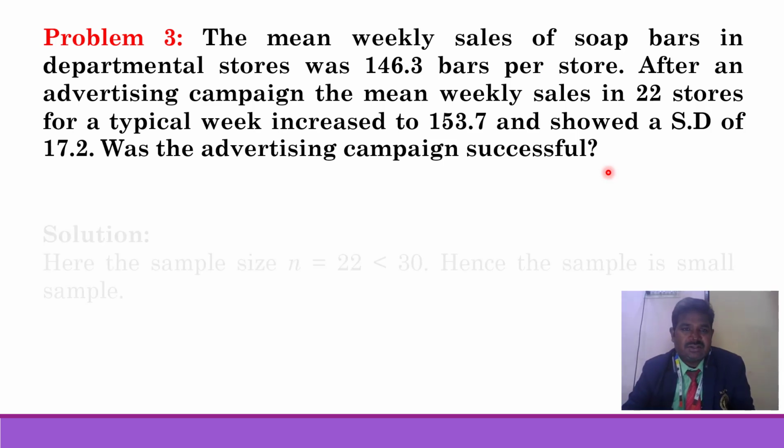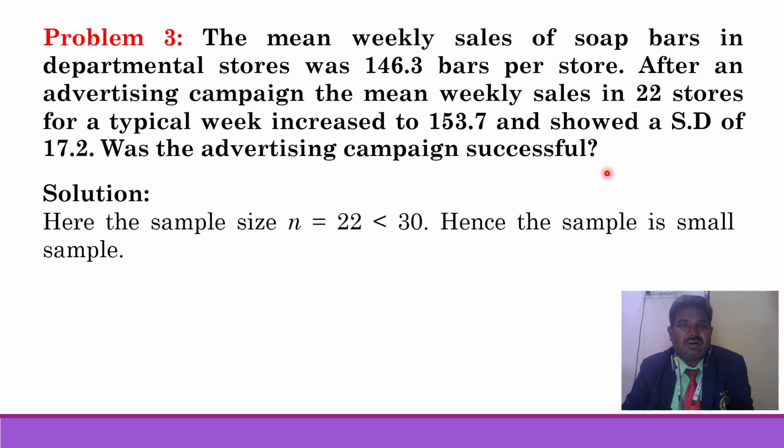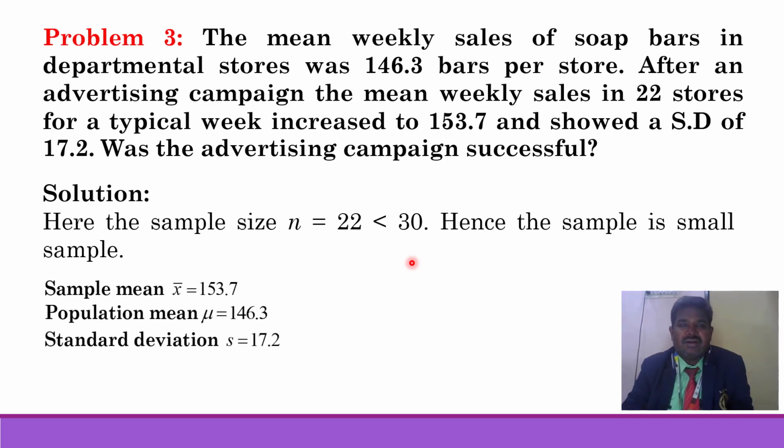So now we can analyze this problem. Here the size of the sample is 22, which is less than 30, therefore the sample comes under small. The sample mean x bar is 153.7, which is given, and the population mean is given, the whole 146.3, and the standard deviation is given, 17.2.